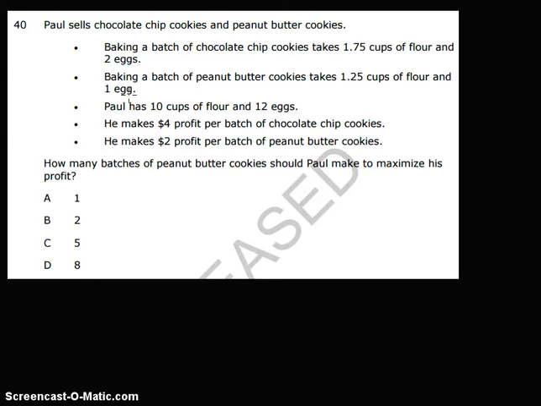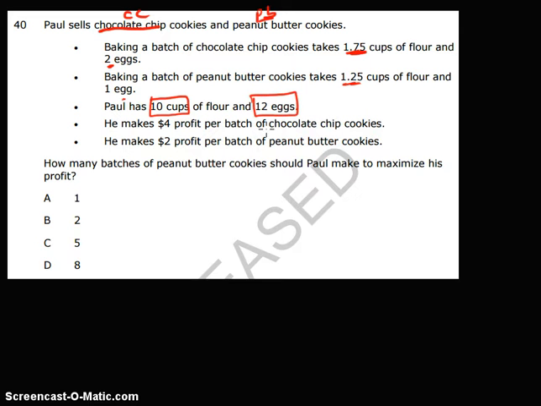Okay, question number 40. Paul sells chocolate chip cookies, let me call it CC, and peanut butter cookies, PBJ. Baking a batch of chocolate chip cookies takes about 1.75 cups of flour and 2 eggs. Baking a batch of peanut butter cookies takes about 1.25 cups of flour and 1 egg. He has a total of 10 cups of flour and 12 eggs.